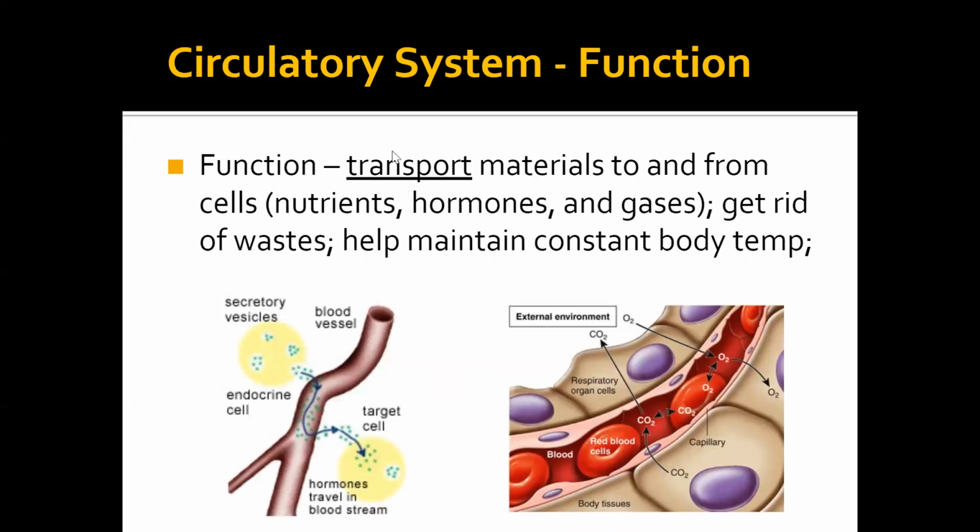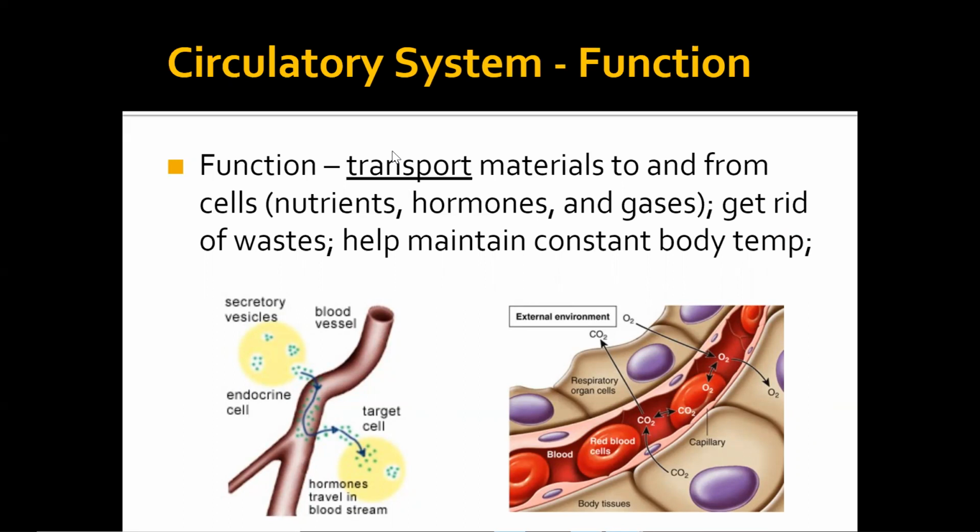Next, we have the circulatory system. So this is the system that does all the blood delivery and movement and transport. So its function is going to be to transport materials to and from cells. So that could be oxygen and carbon dioxide, so gas delivery to and from. That could be hormones, chemicals that have actions within your body, or that could be nutrients. That could be glucose or whatever. It's also going to act to get rid of wastes.